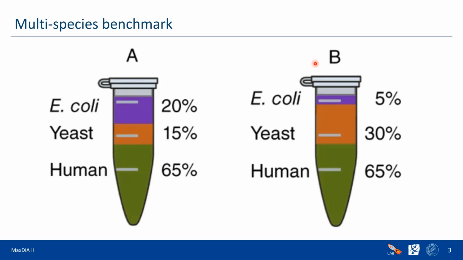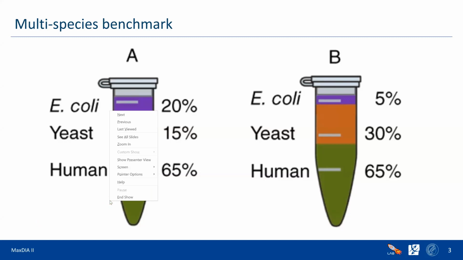Let's say the separate sample B will have the same mixture of species, but the ratios of the species are going to be different. As a result, E. coli is 5%, so the amount of the peptides from E. coli is reduced 4 times. And yeast is 30%, which means it was increased 2 times, but human stays the same. I'm sorry, I didn't write the citation, but this is from the Navarro publication of the multi-center DIA benchmarking in the Nature Biotechnology paper.